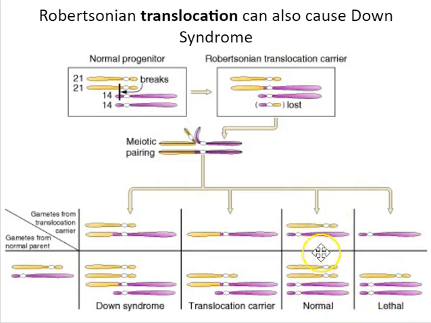Here we've got a gamete where we've got 1 copy of 21 and 1 of 14. This is totally normal. This is a normal healthy gamete. And when it fuses with a normal healthy gamete from the other parent, you get a normal healthy individual that can't pass on any sort of aneuploid conditions and is fully phenotypically normal in this regard.